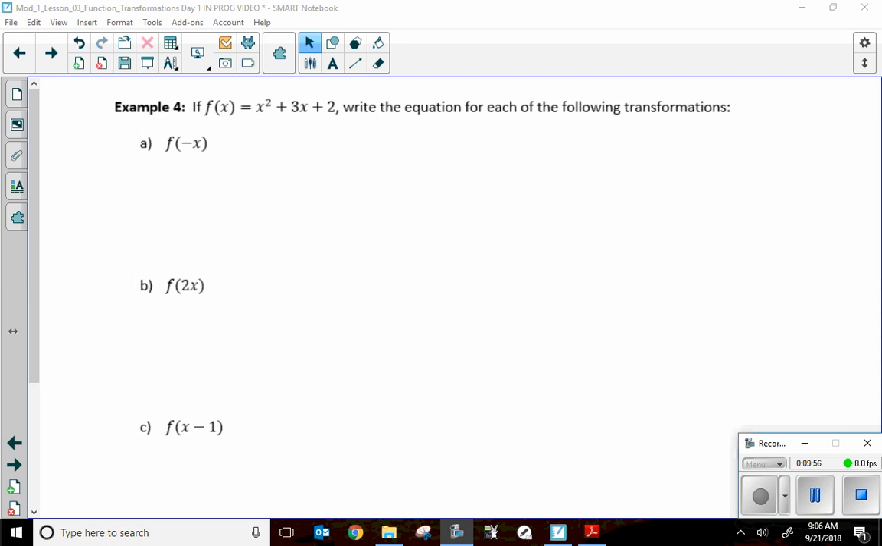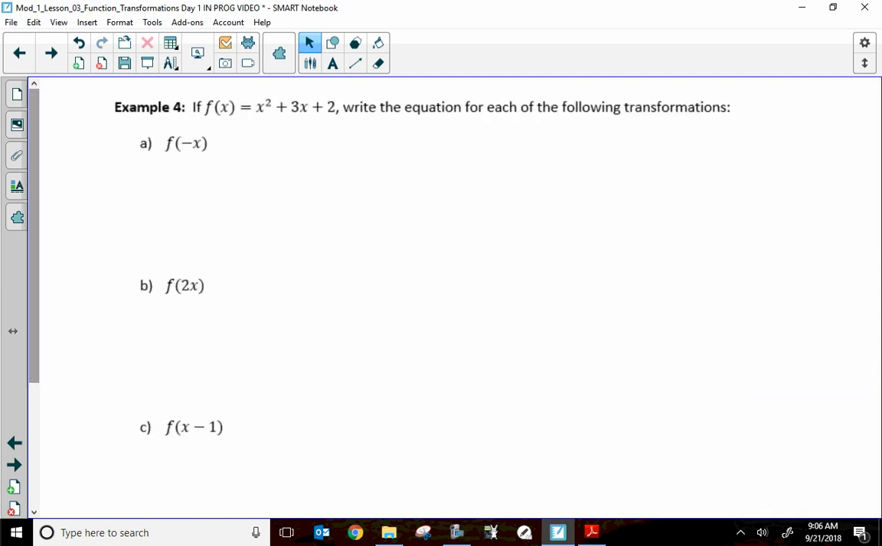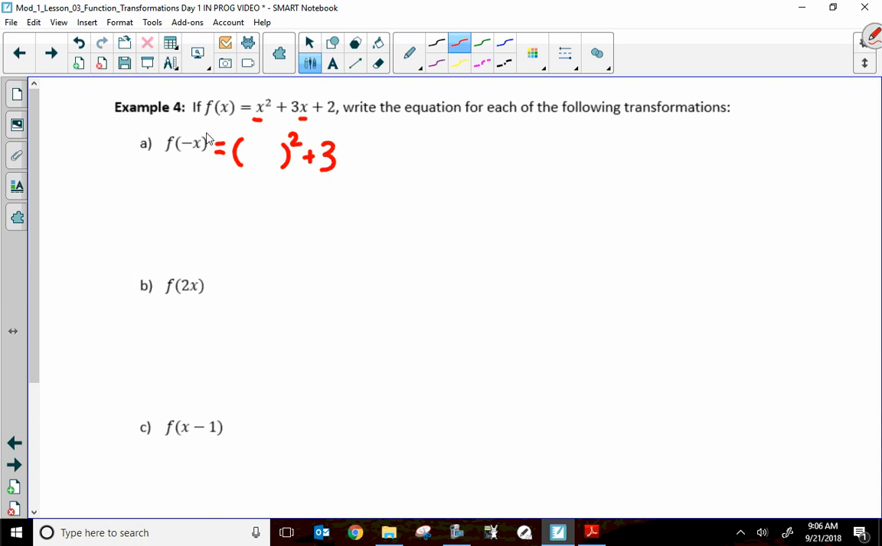On to example 4. f of x equals x squared plus 3x plus 2. Write the equation for each of the following transformations. This just works out to be basic algebra. You're just going to manipulate what they're telling you to do. We've talked about substitution in functions, right? If I take f of negative x, I'm going to put negative x in for each of these x's. What I like to do is put parentheses for each x that I'm substituting in for. I'm putting a negative x here, and a negative x here.